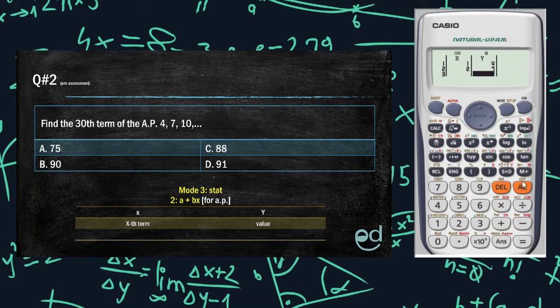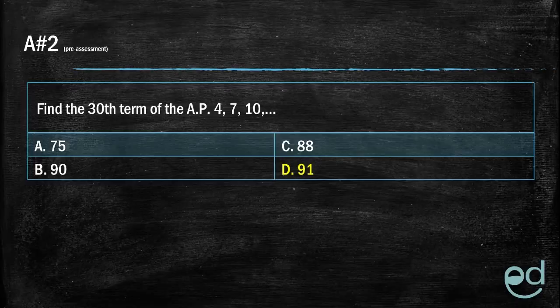Then after that, you press all clear. And we go to Shift 1, which is statistics and distribution. Since arithmetic progression is a regression, we will select 5. We are finding the value of the 30th term. Therefore, it is equal to 30y hat. And the value of 30y hat is 91. So let's check our answer. The correct answer is 91. So we are correct.